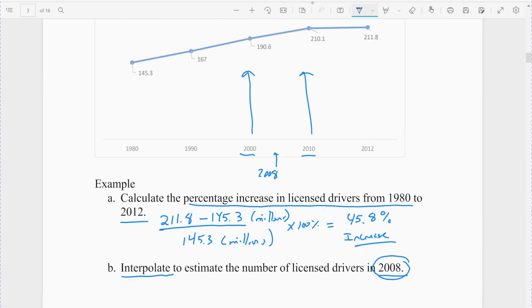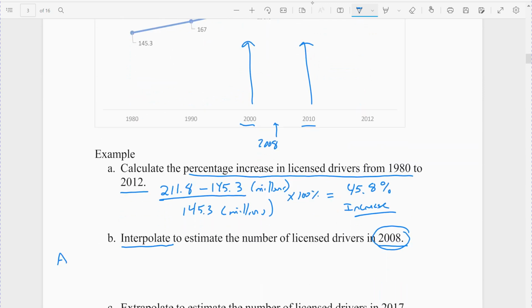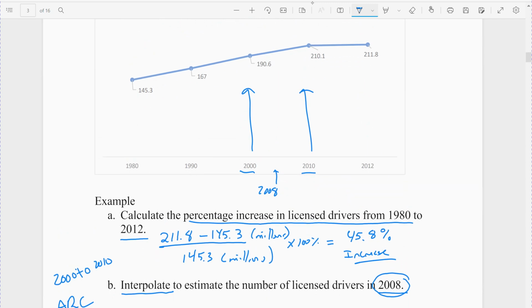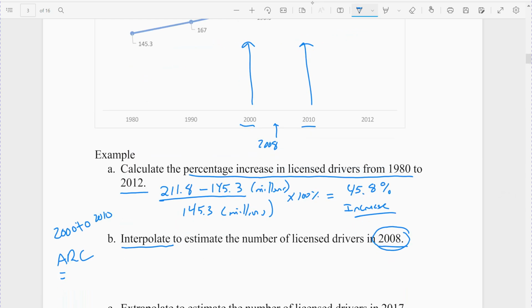All right, so first thing we do is we find the average rate of change over 2000 to 2010. And so remember, average rate of change is the change in my function over the change in time. So the change in the function value was 210.1 million minus 190.6 million, over the change in time, which would be going from 2010 to 2000. So over the 10-year period.